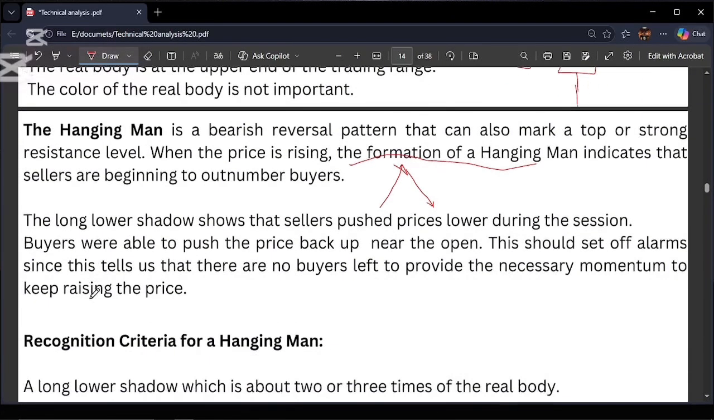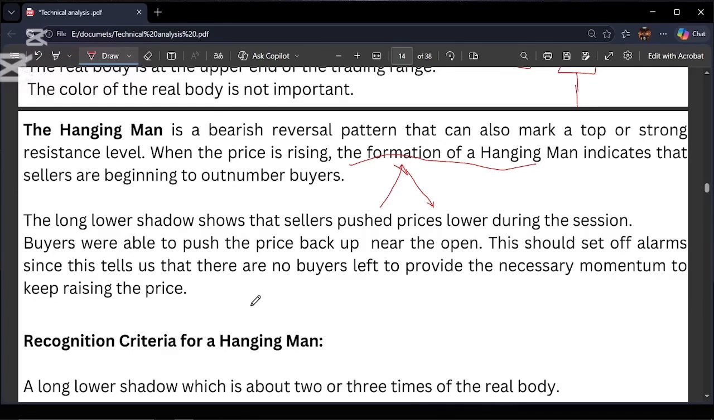The long lower shadow shows that sellers pushed prices lower during the session. Buyers were able to push prices back up near the open. This should set off alarms, since this tells us that there are no buyers left to provide the necessary momentum to keep raising the price.